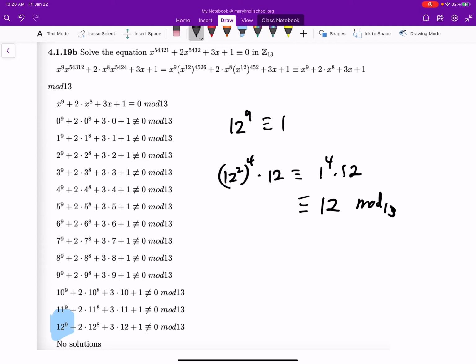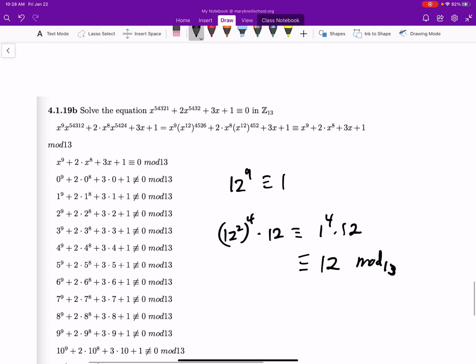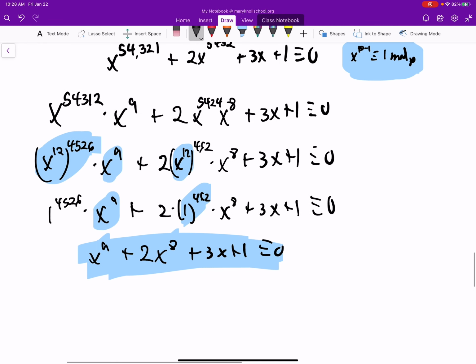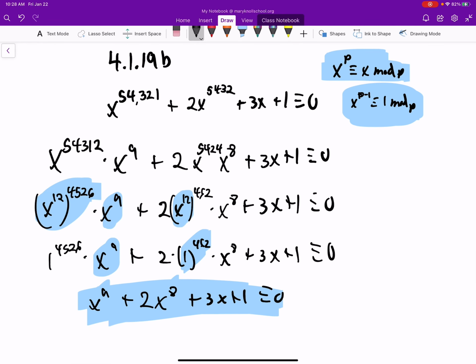So again, you can just use these Fermat's little theorems, and you could reduce it down however you really feel like it. But definitely go with this route first, where you reduce the whole equation down.